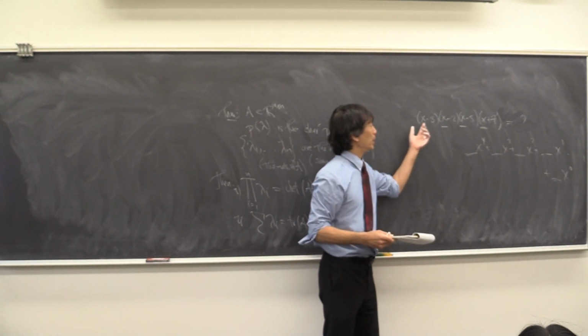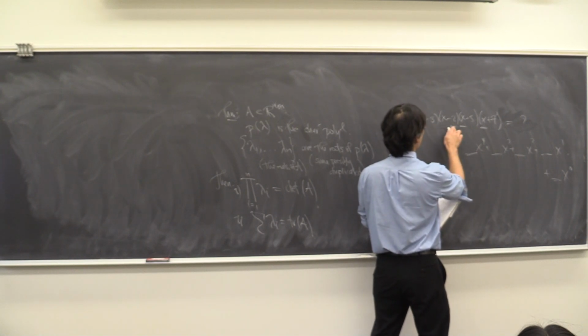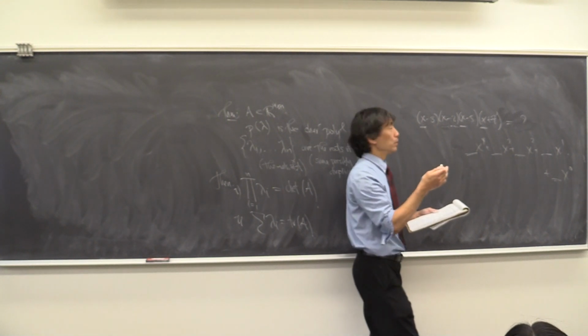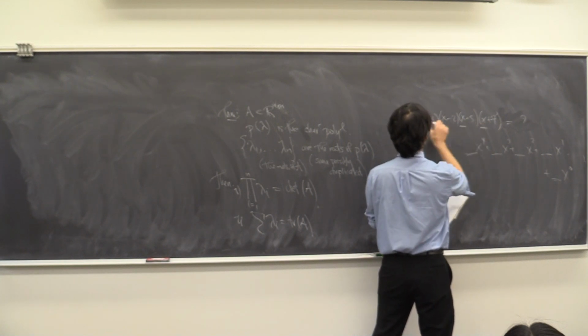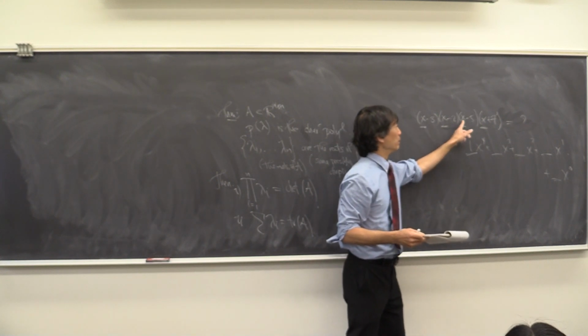Right? There's no other way for me to get x to the fourth. If I take a different choice here, this times this times this times this, I get something x to the third power. So the only way I can get an x to the fourth power is this times this times this times this, and you see that the coefficient is 1, because the coefficient is just 1 times 1 times 1 times 1.